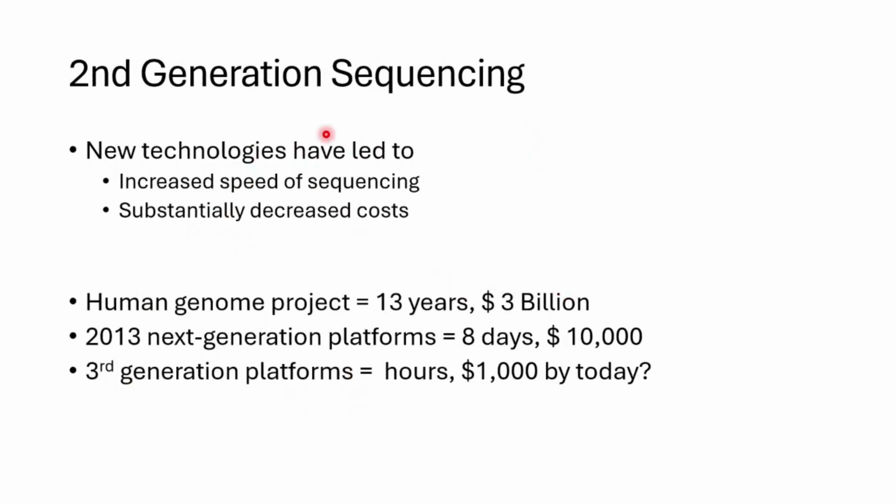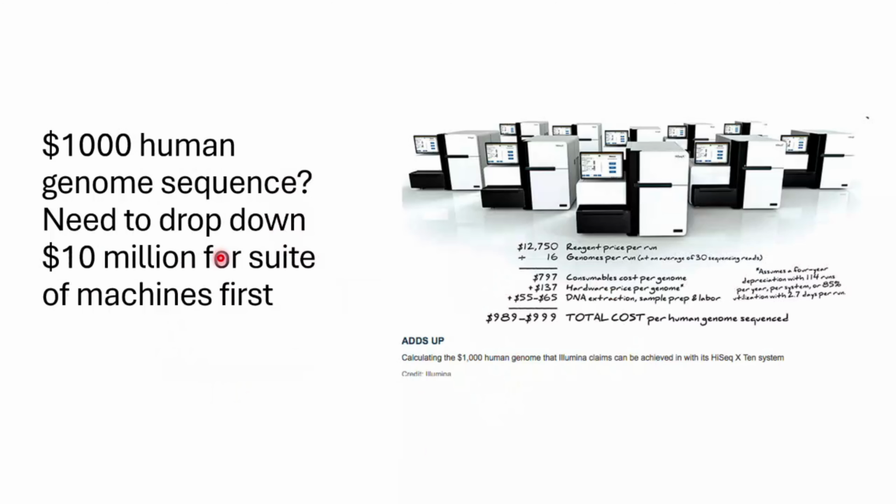Okay, so this is what I just said. Decreased cost, increased speed. The Human Genome Project took 13 years to do, $3 billion. Now, third generation platforms can do it in hours, for about $1,000. Actually, it's $249 to do it. I'll show you this in a second.